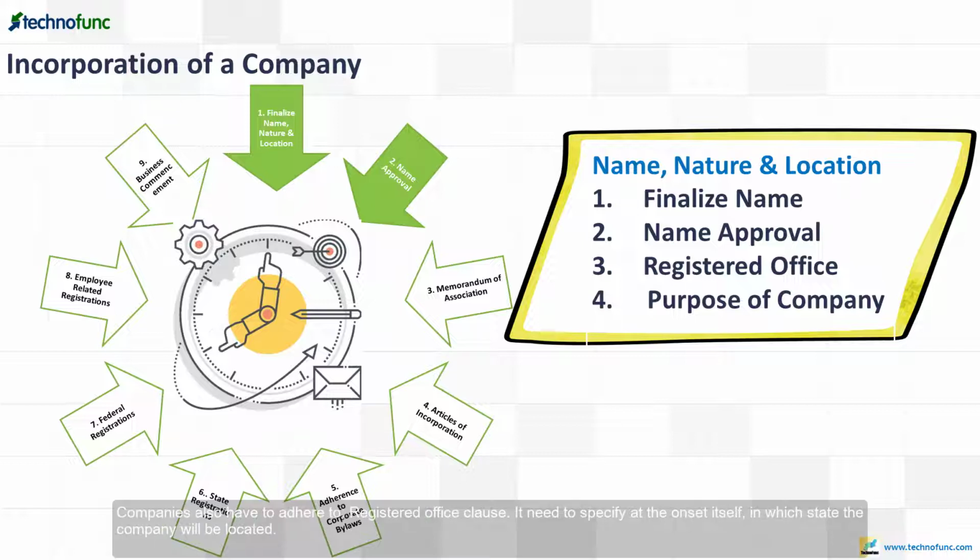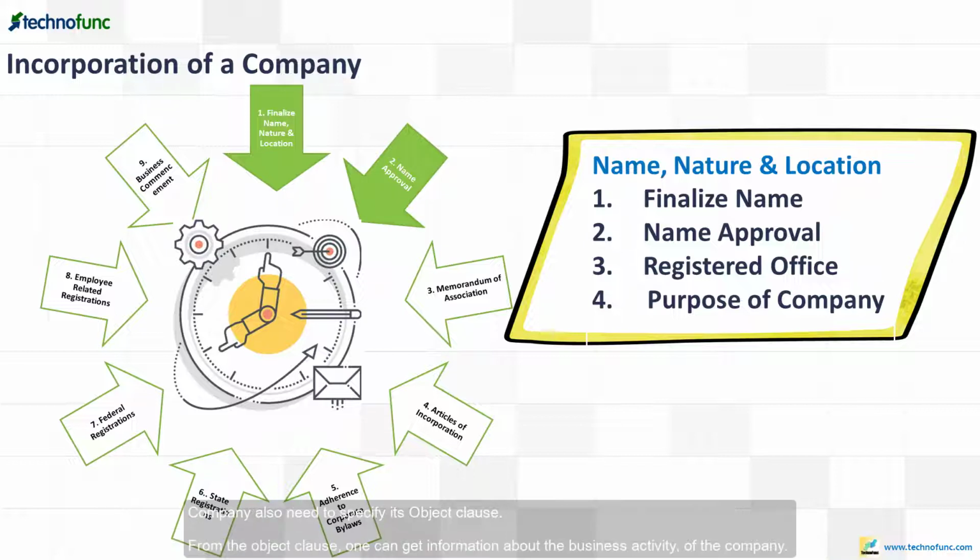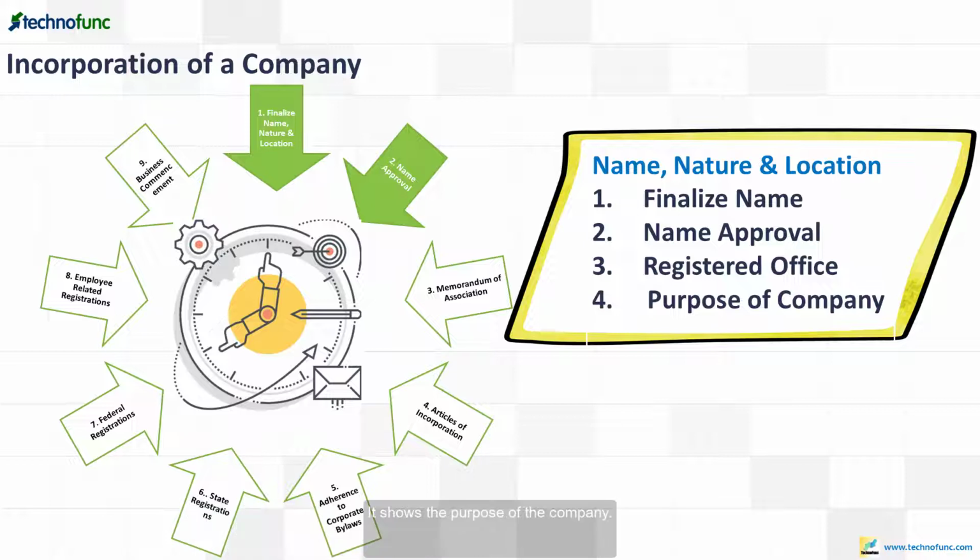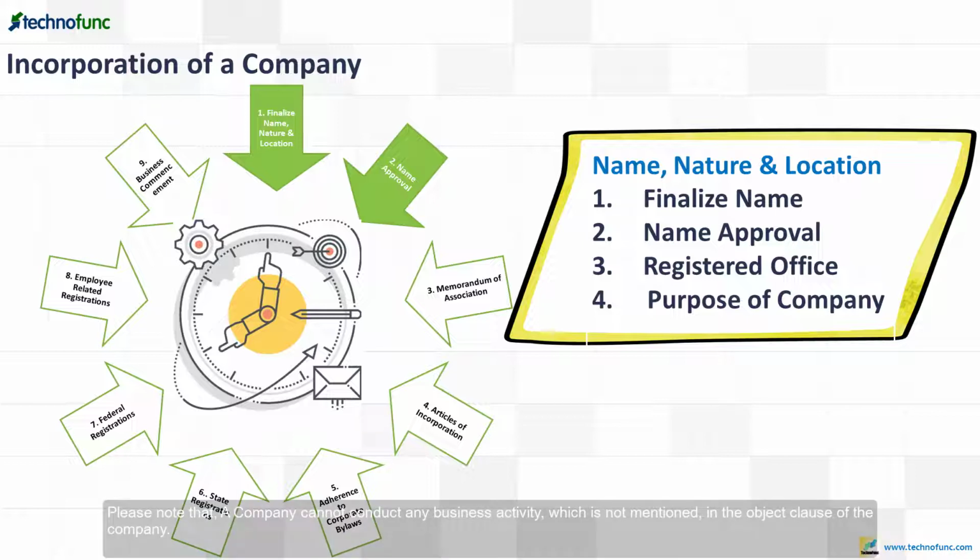Companies also have to adhere to the Registered Office Clause. It needs to specify at the onset itself in which state the company will be located. The company also needs to specify its Object Clause. From the Object Clause, one can get information about the business activity of the company. It shows the purpose of the company. Please note that a company cannot conduct any business activity which is not mentioned in the Object Clause of the company. After registration, if a company wants to start a new business stream, then it needs to alter or change the Object Clause.